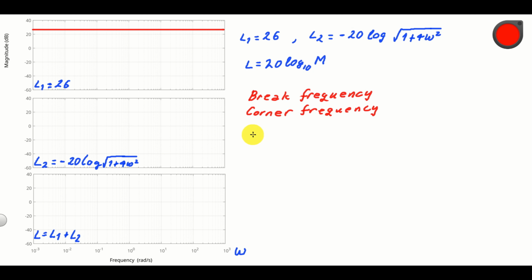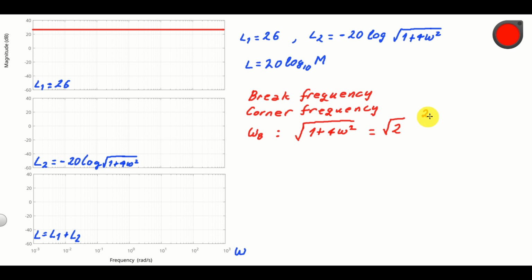I will denote our corner frequency or the break frequency simply as ωB. And ωB is defined such that this term over here, that is the square root of 1 plus 4ω², is equal to the square root of 2. I will explain the reason for this later on.